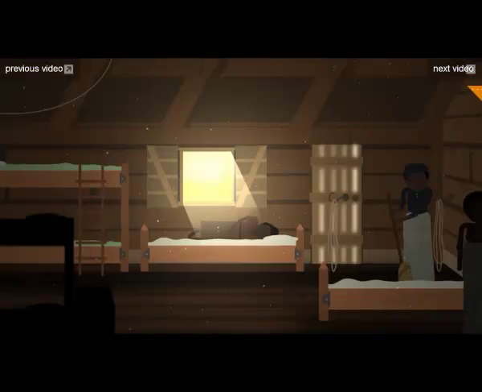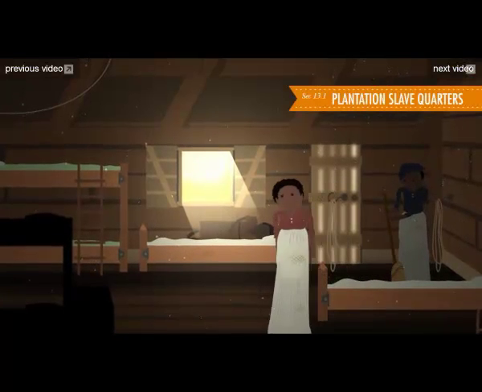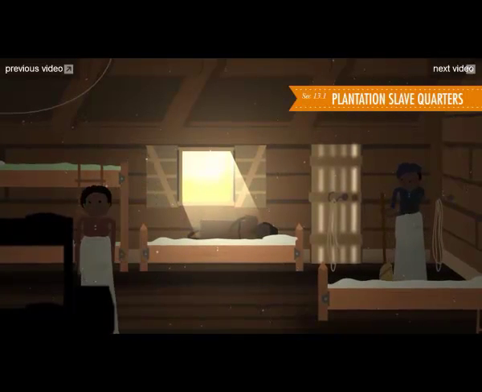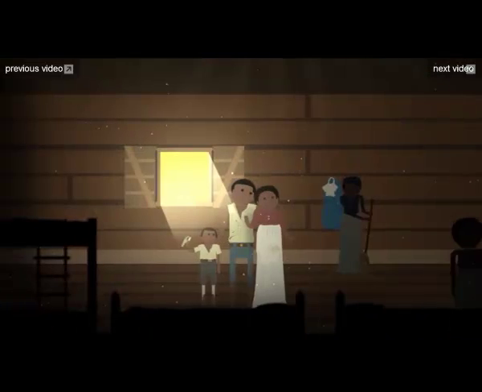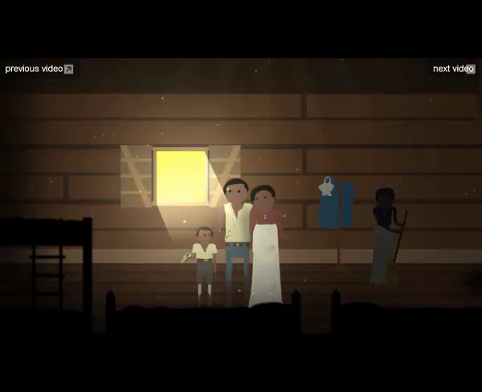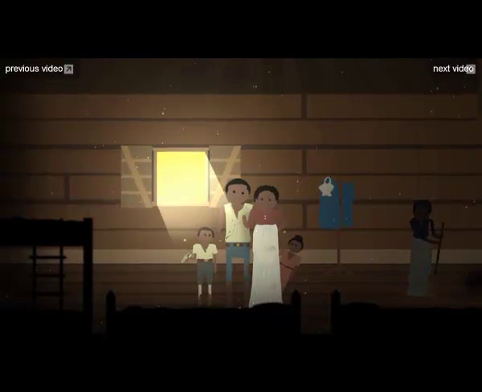Let's go to the top level. Slaves' resistance to their dehumanization took many forms, but the primary way was by forming families. Family was a refuge for slaves and a source of dignity that masters recognized and sought to stifle.